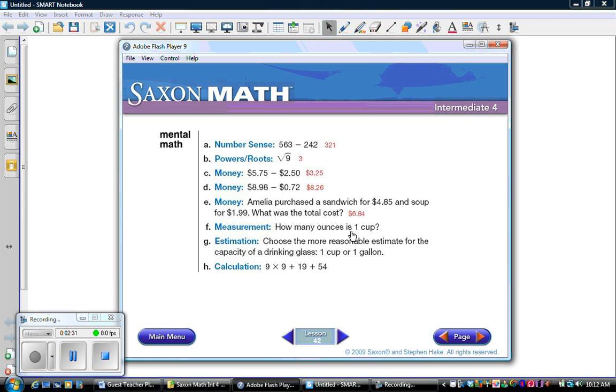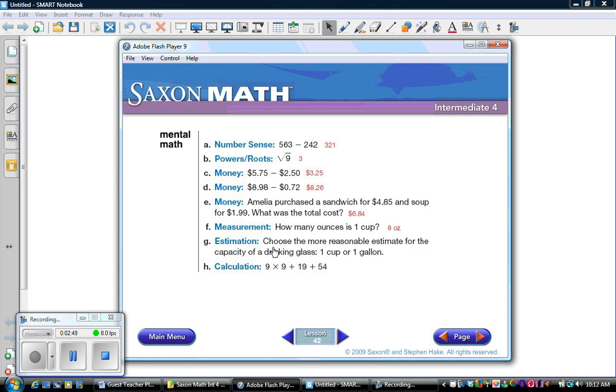Measurement. How many ounces is 1 cup? This is one that you just need to memorize. It is 8 ounces. Think of one of your mom's measuring cups or your grandma's measuring cups. The one that says 1 cup, it would be about 8 ounces.